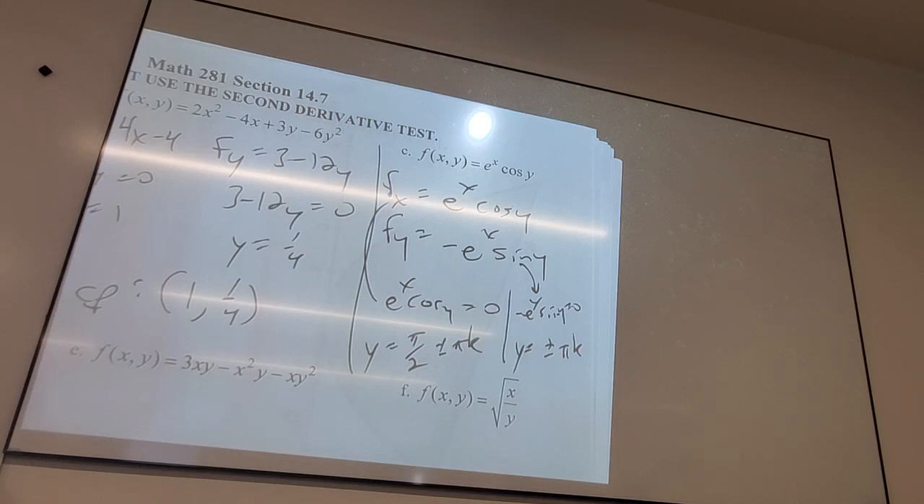Can those both be true at the same time? No. So what are the critical points? There are none. It's got no critical points.